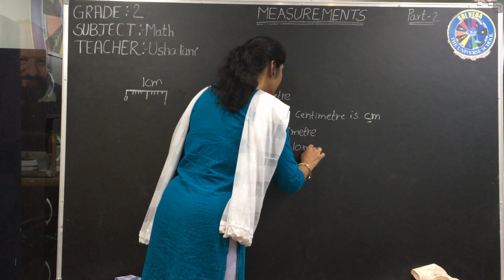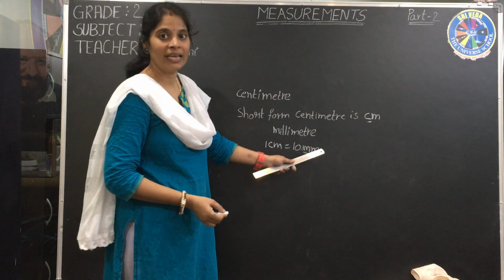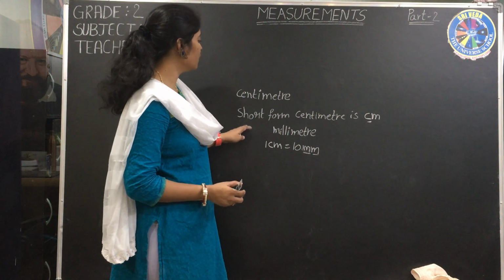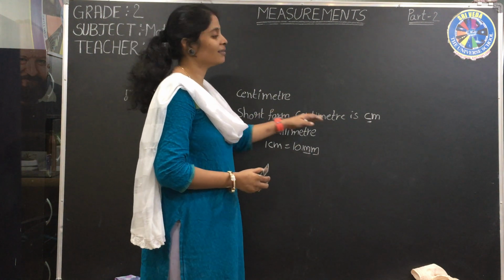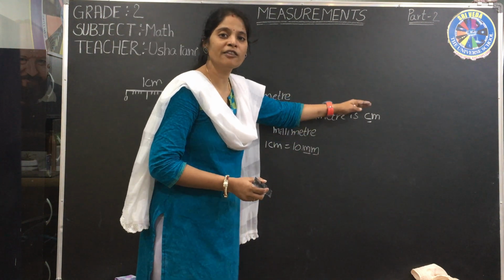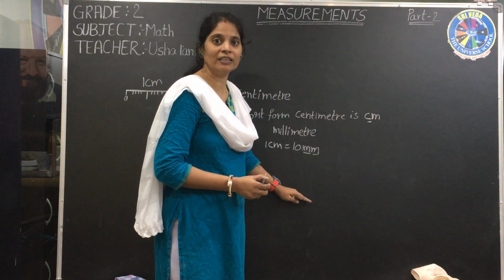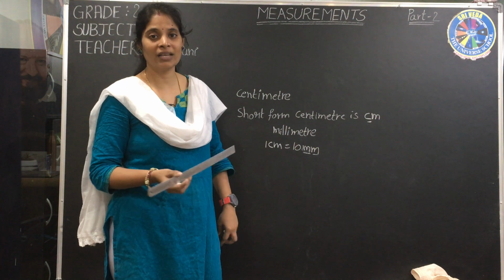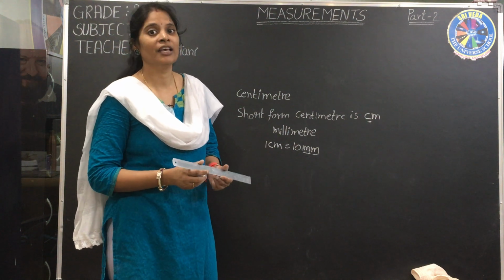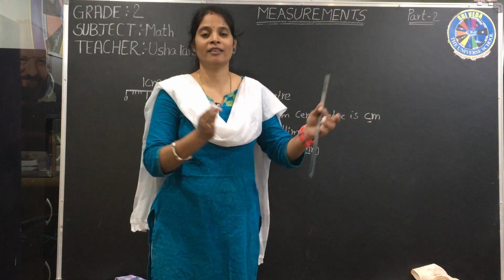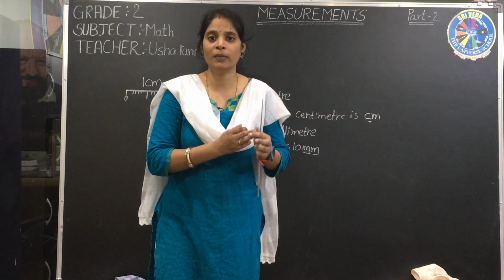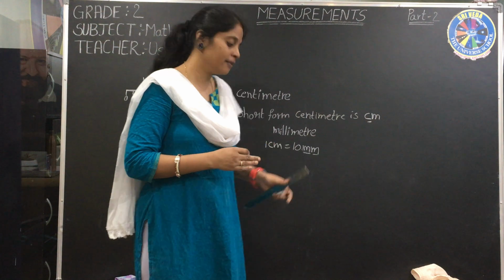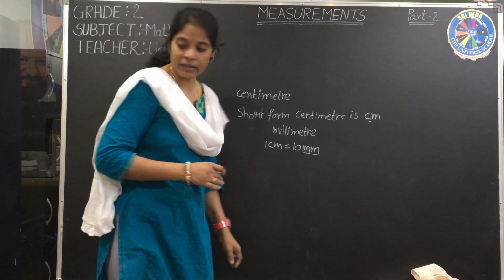Smaller objects we will measure using centimeters. Millimeter is smaller than centimeter. So what is the standard measurement of length? If we combine 100 centimeters, we will get 1 meter.